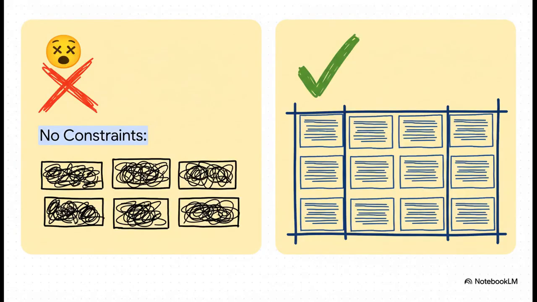Check this out. A simple request. Write bios. The result? A total mess. One is super long, another is formal, a third is all about their childhood dog. It's all over the place. But look what happens when we add a few simple constraints. A 75-word max, a warm tone, and a clear formula. Role, passion, hobby. Bam. You get perfectly consistent bios that you can actually use on your website. This is how you get predictable professional results.